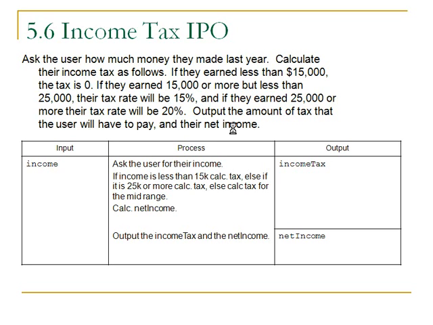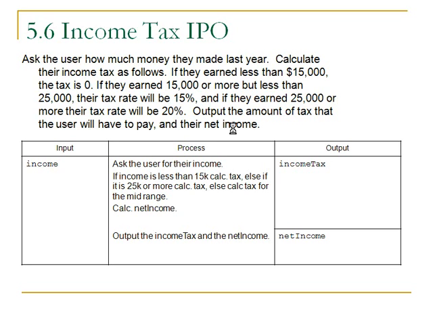So in this case, I've written that we're going to ask the user for their income, and then if their income is less than $15,000, calculate the tax. Else, if their income is $25,000 or more, which is the upper bound, then we'll calculate the tax, and else we'll calculate the tax for the middle range. And then when we're done that, we can calculate the net income by subtracting the income tax from the income and output the results.